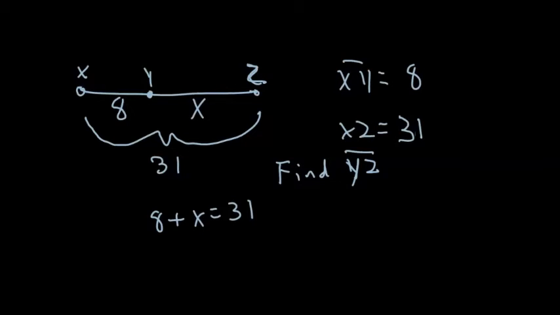And then just do the subtraction property of equality. So I'm going to subtract 8 from both sides. And I'm going to get x equals 31 minus 8, which is 23. So YZ would measure 23 units.